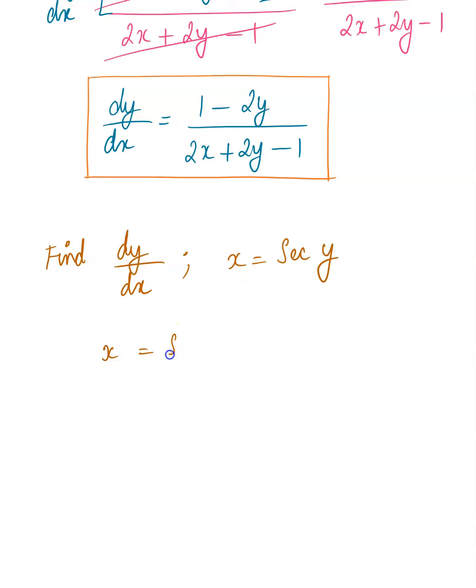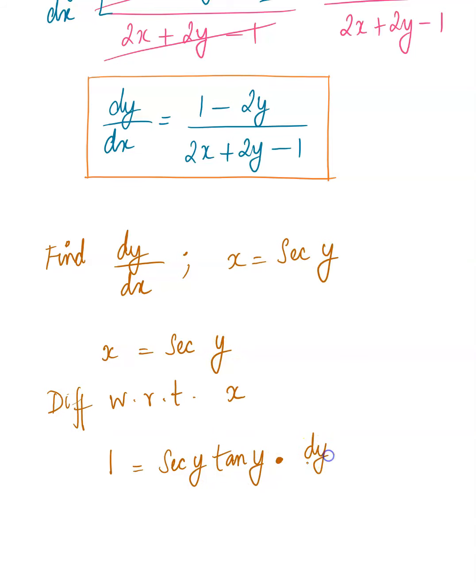So x equals secant y, and we know we have to differentiate with respect to x. The derivative of x is 1. The derivative of secant is secant x tan x. But here it's not the x but the y. And remember, because y is in turn a function of x, we have to use the chain rule. So derivative of the outside times derivative of the inside. Derivative of the outside is secant, so that's going to be secant y tan y times derivative of the inside, which is the y, dy over dx.